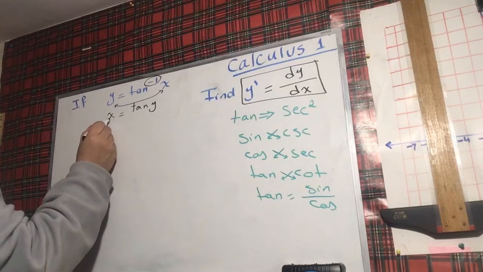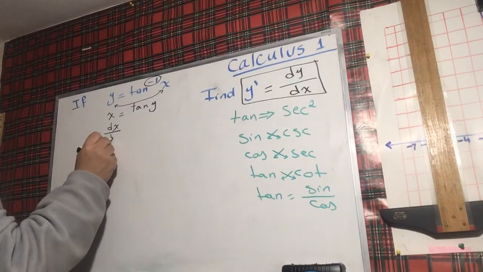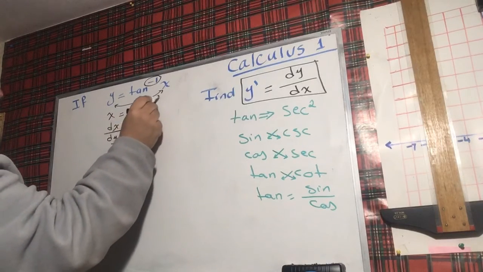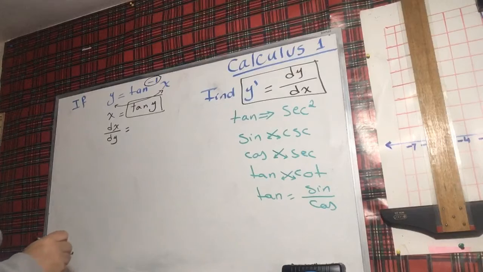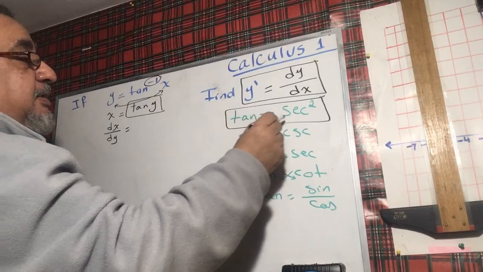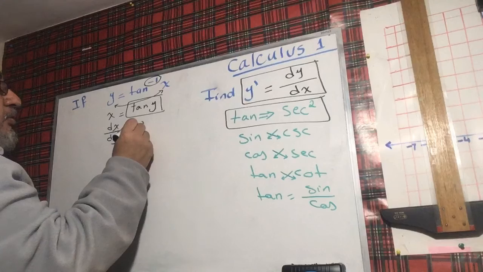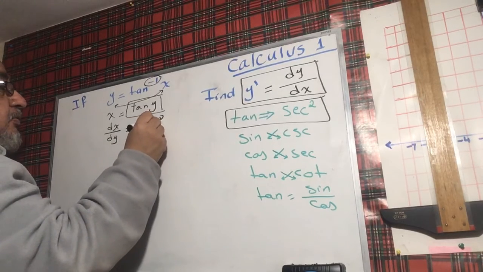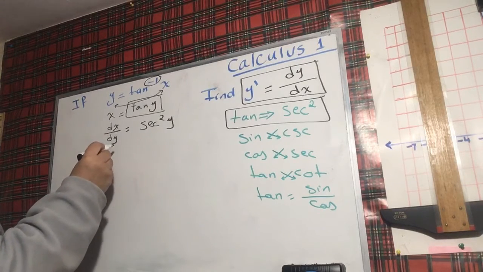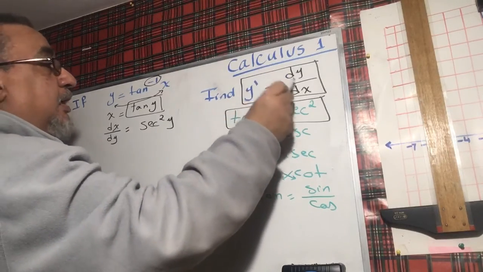Now, when we have x equals tangent y, we can find dx/dy. dx/dy equals the derivative of tangent y. The derivative of tangent is secant squared. So the derivative of tangent y is secant squared of y. This is dx/dy, but he's asking us to find y prime, which is dy/dx.